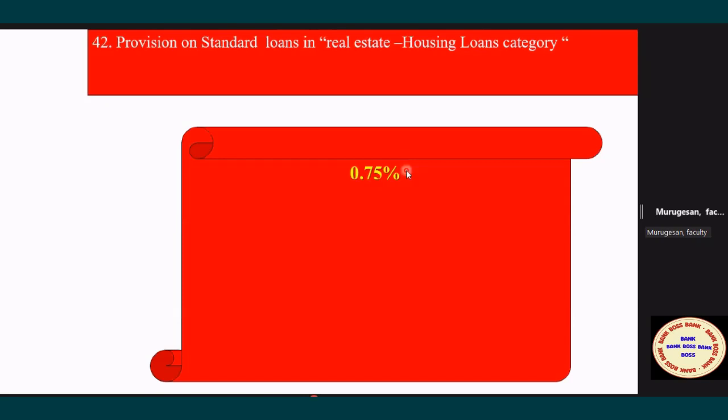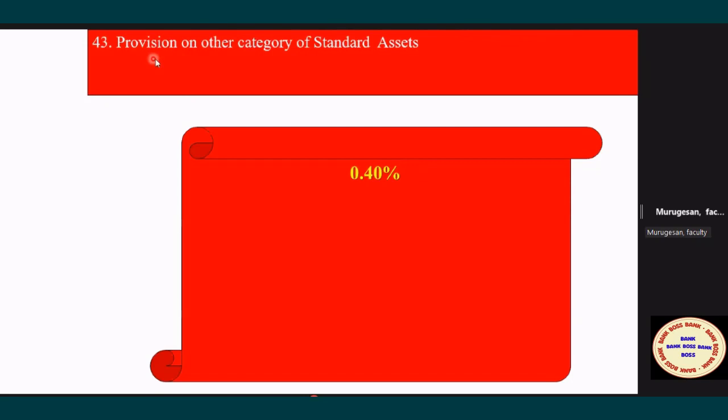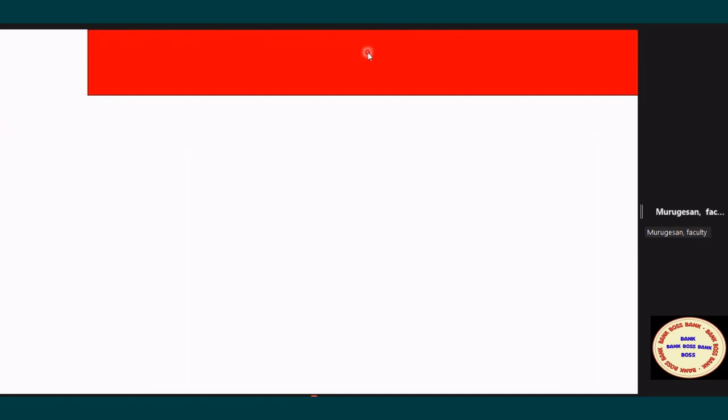0.75. Suppose other than general category, 0.40. General category on other standard assets, 0.40. I think you are all familiar with this, but anyhow, keep it in mind. They may give a problem also. What are the standard rates? On standard assets, what is the provision needed?